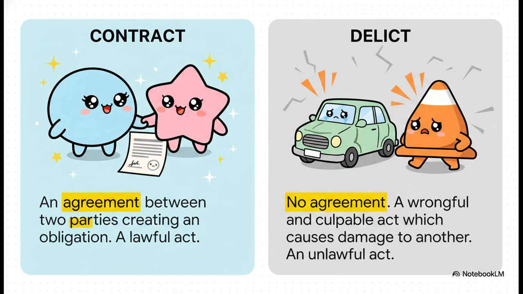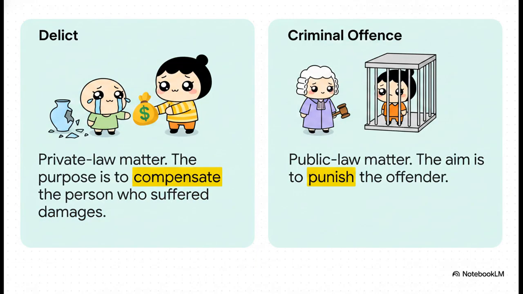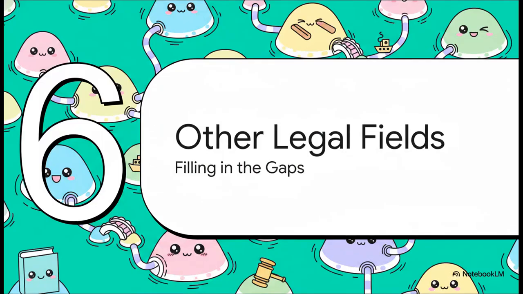The classic example, someone carelessly crashes into your car. That's a delict. You didn't agree to it, but their wrongful act created a legal obligation for them to pay for your damages. And this brings us to another super important comparison that trips a lot of people up, delict versus crime. A delict is a private law issue. The main goal is to compensate the victim. You sue the person who crashed into your car to get money to fix it. A criminal offense, on the other hand, is a public law issue. Here, the goal is to punish the offender. The state prosecutes them to protect society. And here's the kicker. One single act can be both. If a drunk driver hits a pedestrian, they've committed a crime, and the state will prosecute them. But they've also committed a delict, and the injured pedestrian can sue them for medical bills. Make sense?